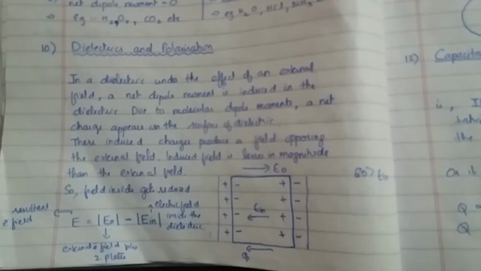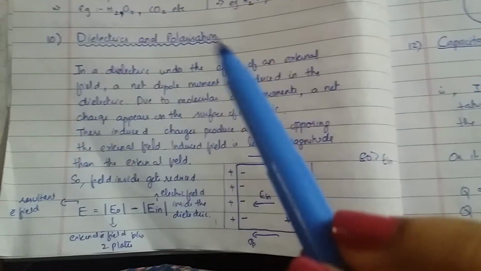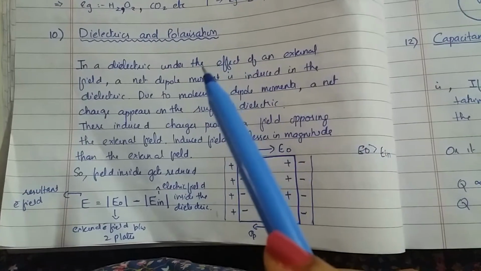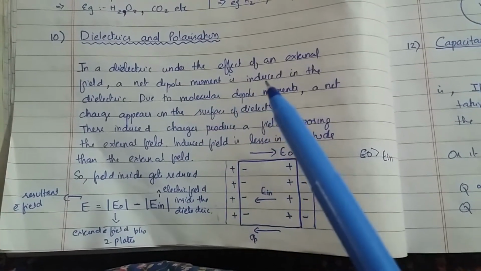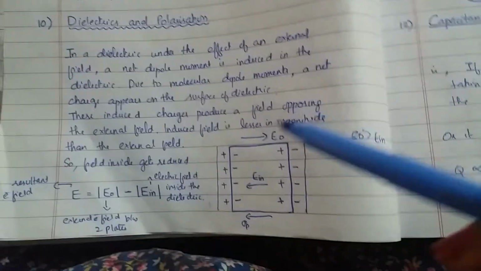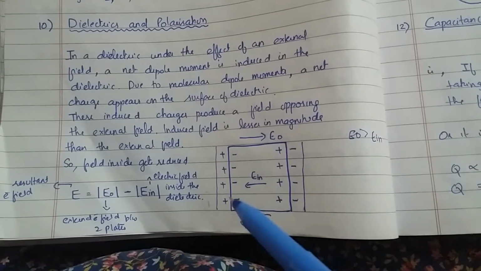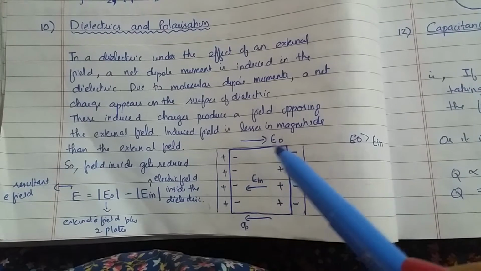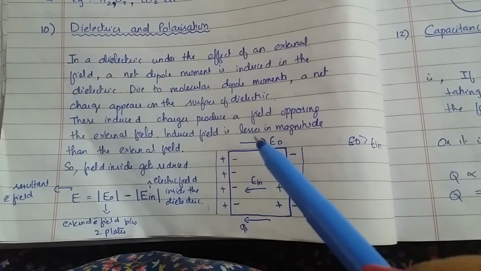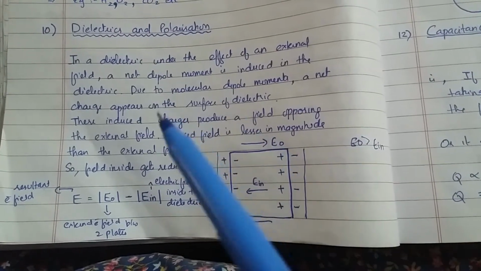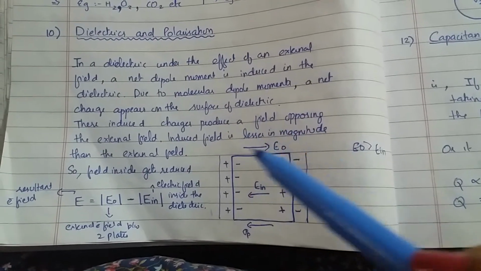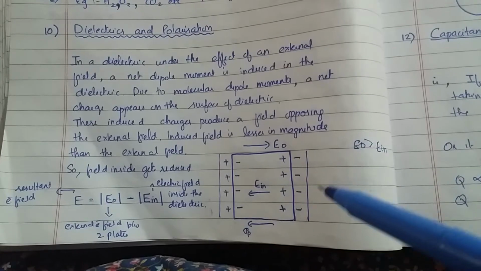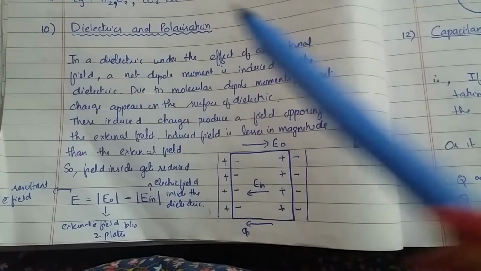So now our next topic is dielectrics and polarization. In a dielectric, under the effect of an external field, a net dipole moment is induced in the dielectric. This is a dielectric slab and this is an external electric field. Due to that external electric field, a net dipole moment is induced in the dielectric.